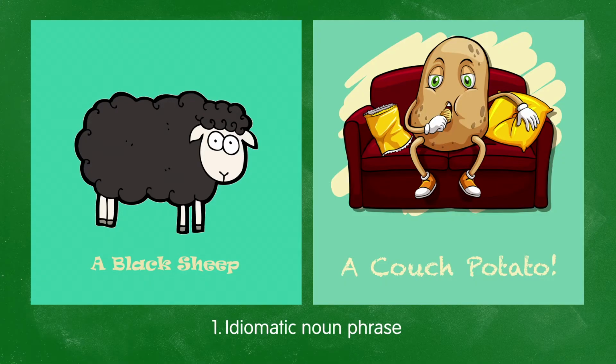In the first example, people who are different from the rest because of their embarrassing behavior. Or for couch potatoes, people who spend a lot of time sitting and watching television. Thus, idioms can be represented by a noun phrase: couch potato, black sheep.